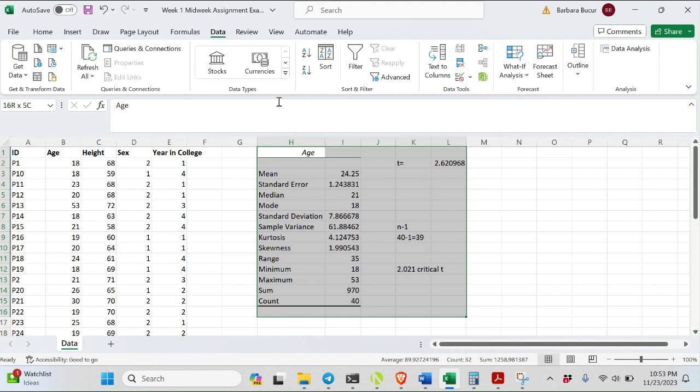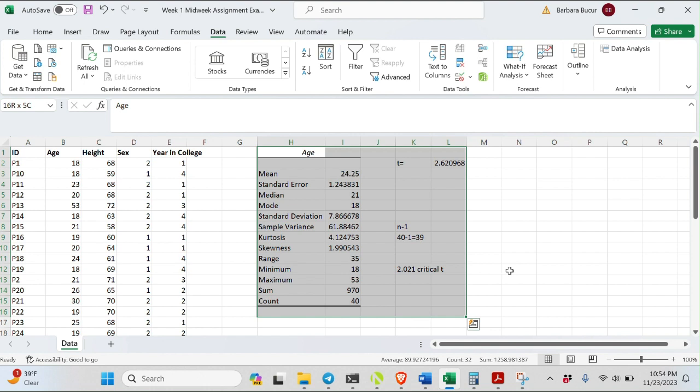This shows that you calculated t. It shows what your t is. You've shown how you got degrees of freedom. And then you don't necessarily need to put the critical value of t. I just put that there because I was going back and forth between different screens and wanted to remember it. So that's basically the midweek assignment for week 6.